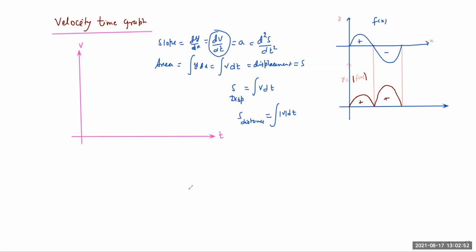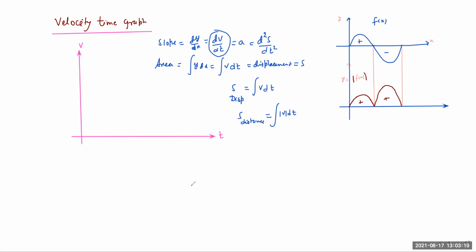So displacement, you find the area with sign. Distance, you find the area without sign. Is this clear? I think this is also what we learned in class 9, isn't it? So this part I think you all are aware of. Are you? Yes. Okay.